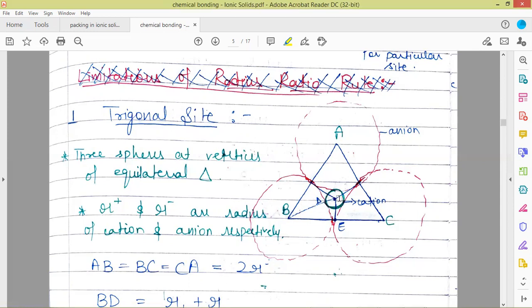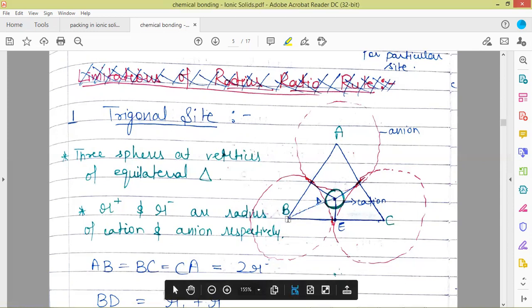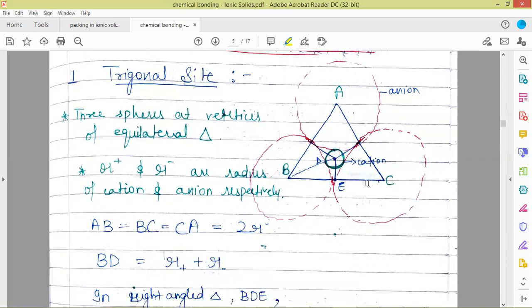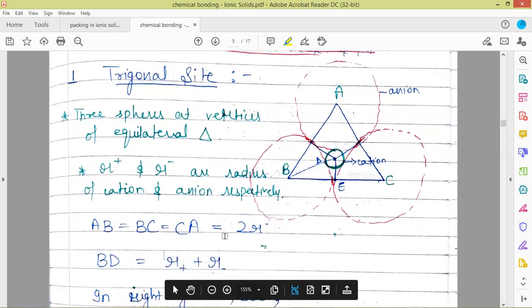So overall, this particular length is radius of anion plus radius of cation, and DE is representing the radius of... this is the perpendicular to this BC side of the equilateral triangle, and BE is the radius of anion. So let's get started. This is the equilateral triangle where AB is equal to BC is equal to CA.